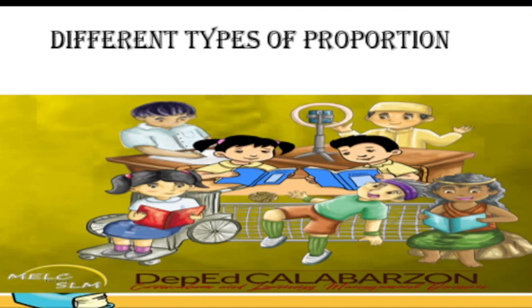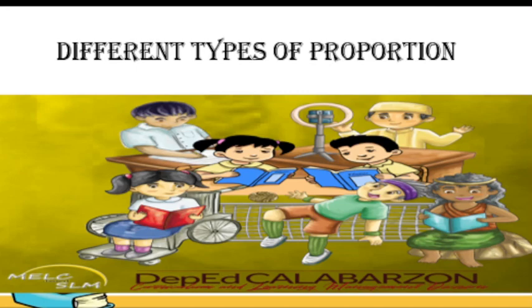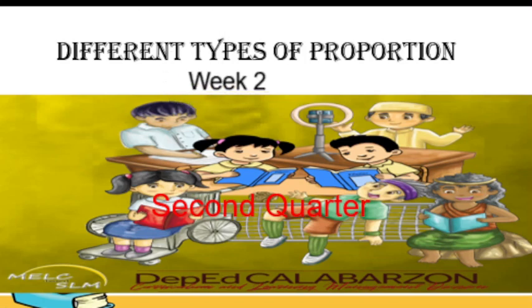Okay, so for our lesson, different types of proportion. Second quarter, week 2, we are on inverse proportion. Okay, so we have done already the missing terms, or finding the missing terms in proportion. And of course, we did the direct proportion. So this time is inverse proportion.